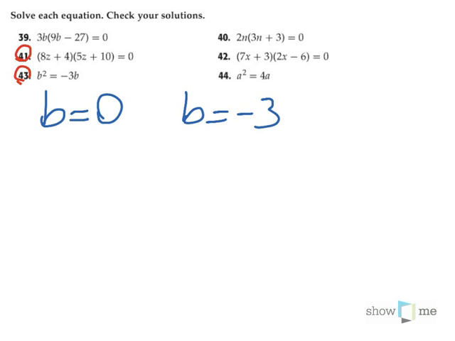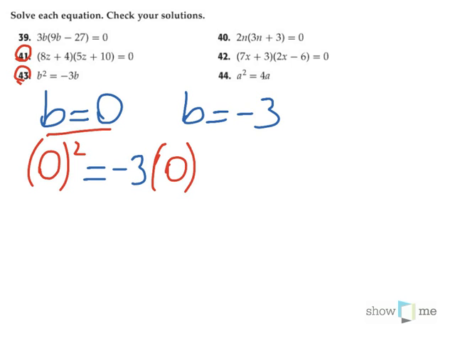So it will be, now it says b squared, so first I'm going to substitute 0. So b squared will be 0 squared equals minus 3 times 0. Now 0 squared is 0, equals minus 3 times 0, which is 0. So we find a correct statement which says our solution is correct.